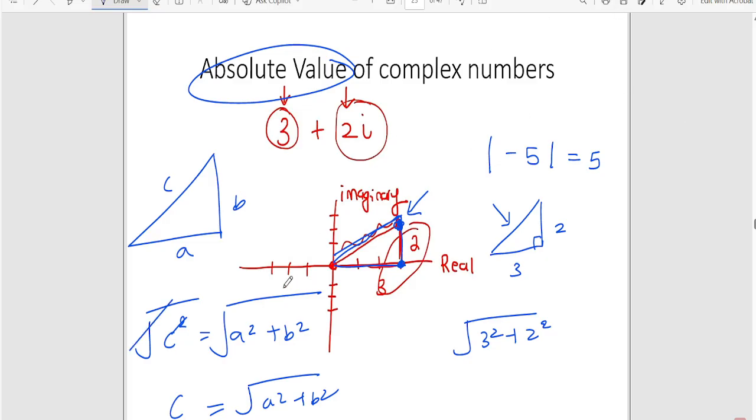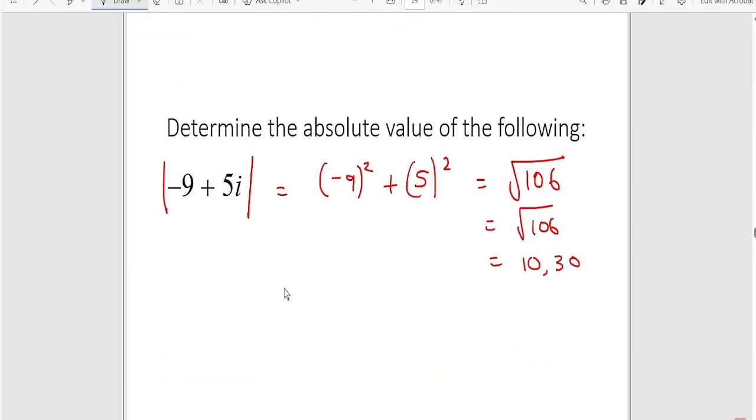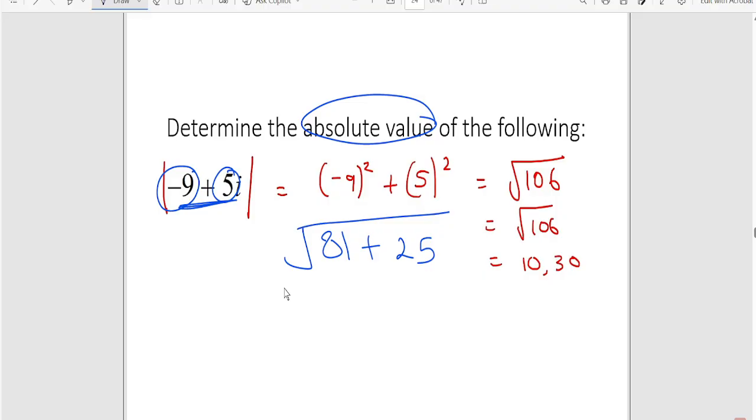So in absolute value, basically you need to just square their coefficients and then take the square root of that. Like if we have to find the absolute value of this complex number, we square negative 9, then we square 5, we add them. So 9 squared plus 5 squared, 81 plus 25, then we take the square root of this, which is √106, and that's how we got our answer.